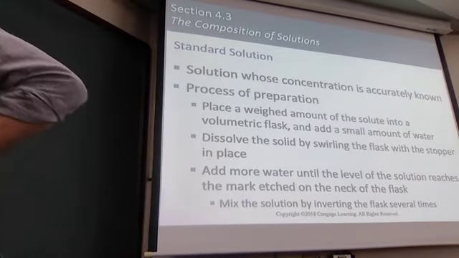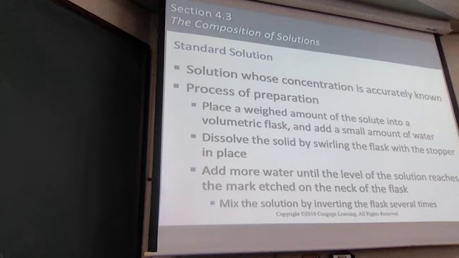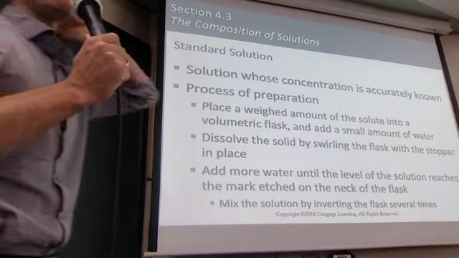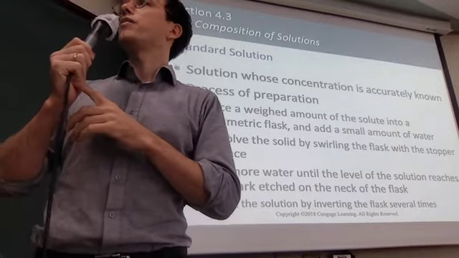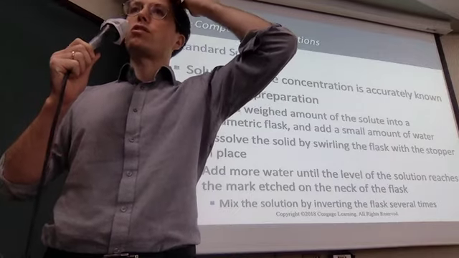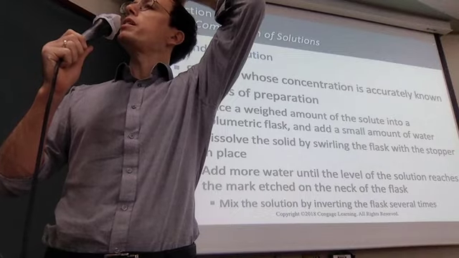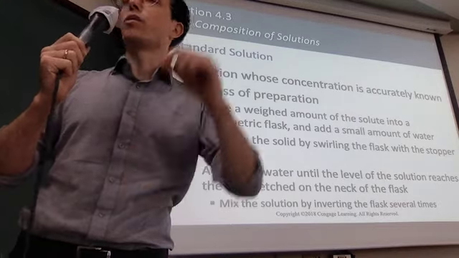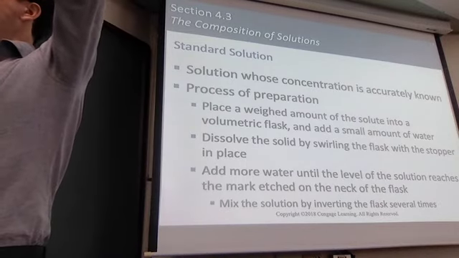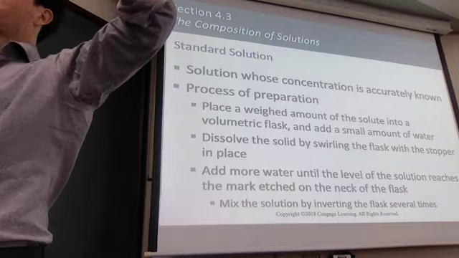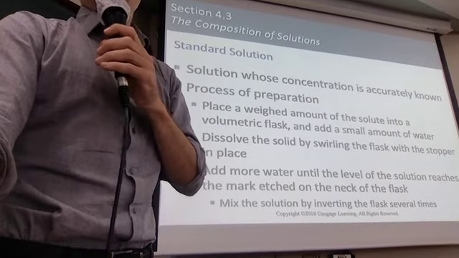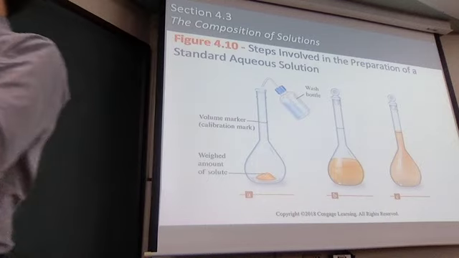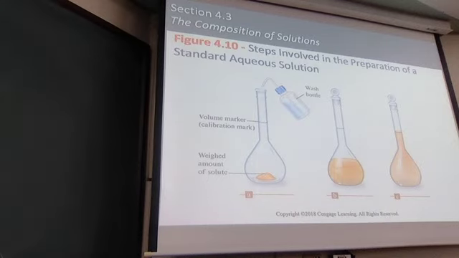So when you prepare solutions, typically there's something called a standard solution. This is a solution whose concentration is accurately known, and you use it as a benchmark to prepare other concentrations. In order to prepare the standard solution, you place a weighed amount of the solid into a volumetric flask. You add a small amount of water and dissolve it first, and then you add more water until the mark of the flask. And you do that several times. This is how you can prepare a precise concentration.